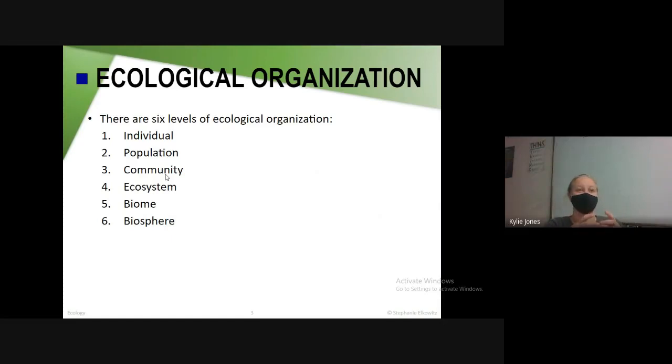So maybe they study a specific lake in Winslow, something like that, right? Then number 4 is the whole ecosystem. That would be like the whole town of Winslow as an ecosystem. The biome, number 5, goes out a little bit farther and studies more like the state of Arizona. And then the biosphere goes all the way out to the whole world. So it just gets bigger and bigger the higher you go.